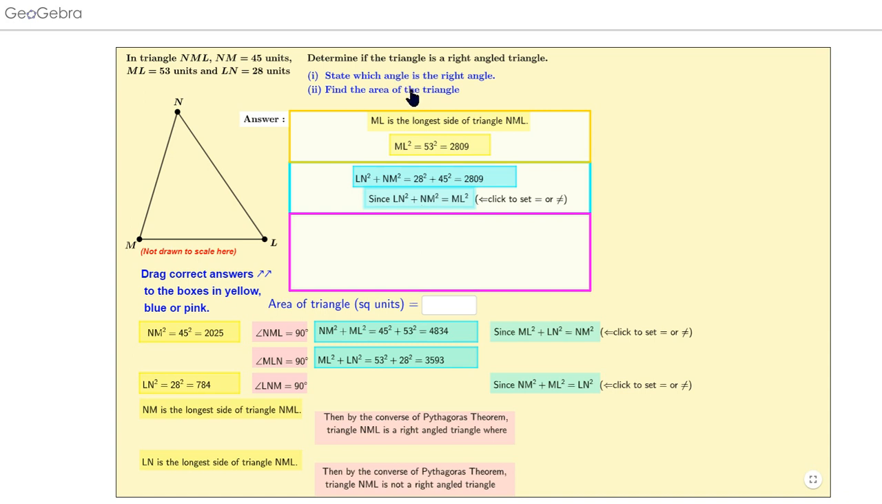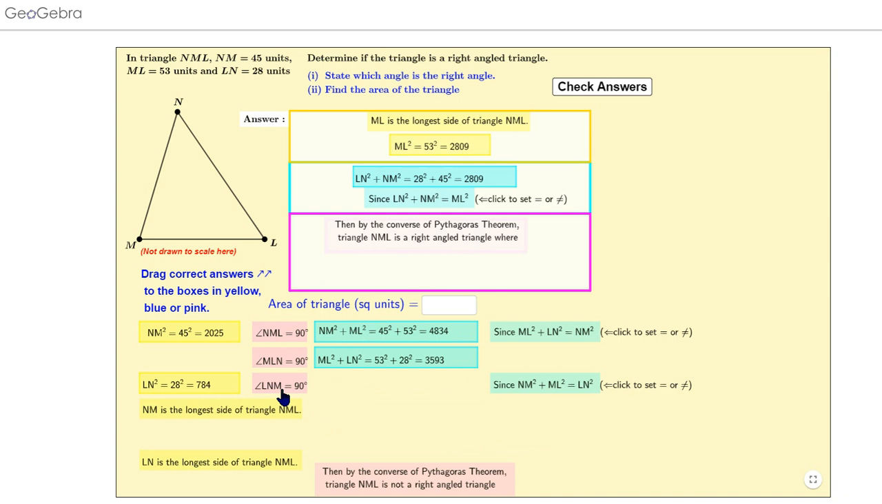then you realize that you will think that the triangle is a right angle triangle, and you are asked to state which angle is the right angle. Make the right conclusions, drag the correct answers. Determine which is the angle that is the right angle. And don't forget to fill in the area of the triangle. Click on check the answer.